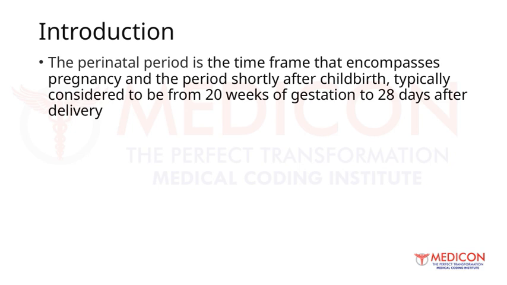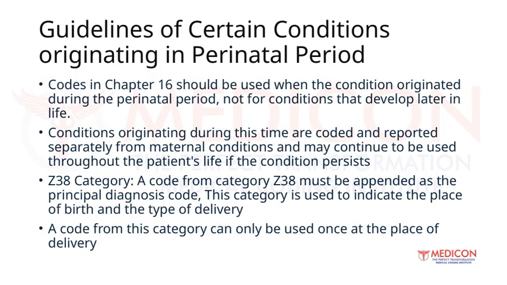As we move through this presentation, keep in mind that this phase sets the foundation for the child's future health and well-being. Now, let's look at the guidelines for conditions originating in the perinatal period. When coding these conditions, remember that codes from Chapter 16 should be used only if the condition actually started during the perinatal period. If the condition develops later in life, different codes are appropriate. It's important to distinguish these conditions because they are coded and reported separately from maternal conditions, and if the condition persists, these codes can be used throughout the patient's life.